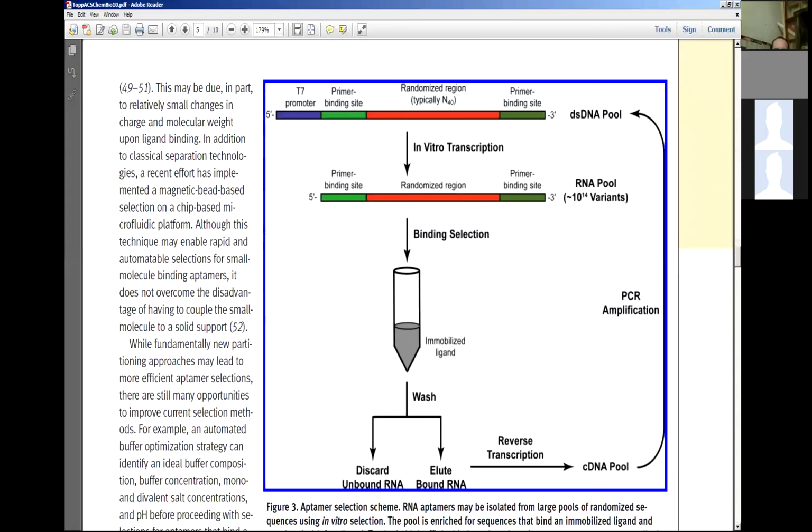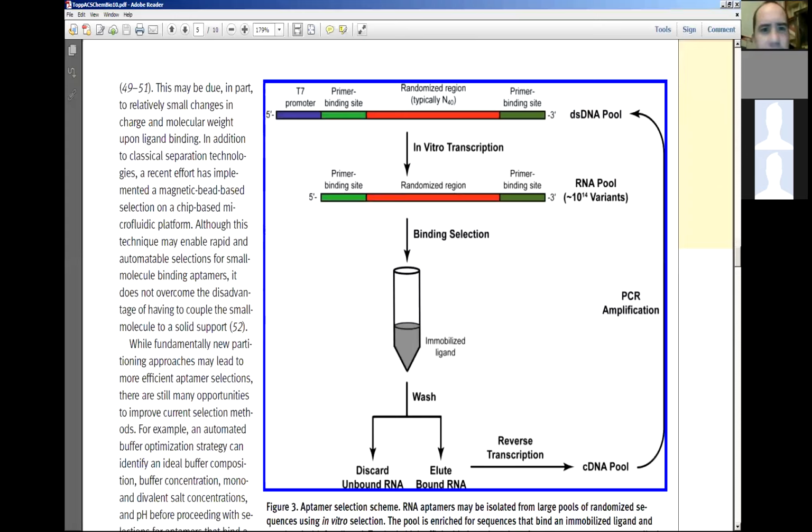So that's a very important tool for engineering more of these riboswitches. It turns out. What paper was that? This is from the TOPS ACS ChemBio. So it's the other review paper. Let me see what the title is.